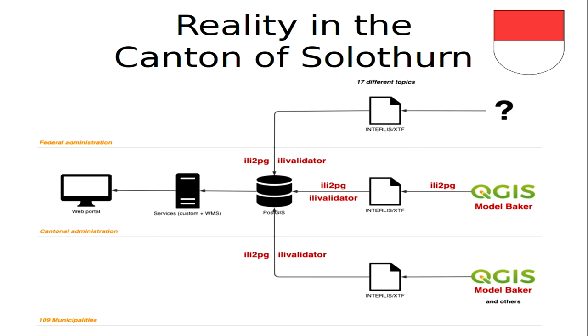But we as a canton are not only doing data acquisition, we also must provide some data ourselves from one of these different topics. So there we use QGIS with the Model Baker plugin, and we export the data also with ILI2PG, and we're on the same processing line like every other topic.